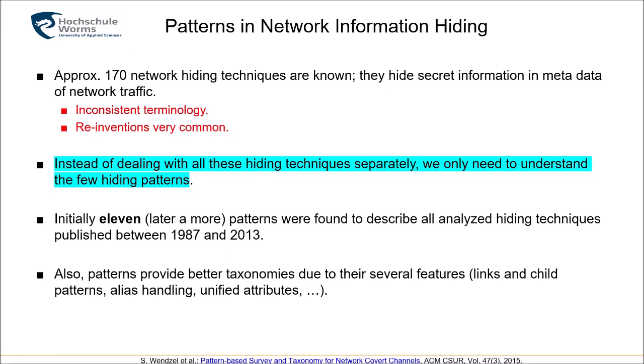Initially, only 11, later more patterns were found to describe all analyzed hiding techniques published between 1987 and 2013. 109 hiding techniques were covered back then. But now we have more than 20 patterns and 170 hiding techniques. Also, patterns provide better taxonomies due to their several features like links to other patterns, which allow us to introduce child patterns, alias handling, unified attributes, and so forth.